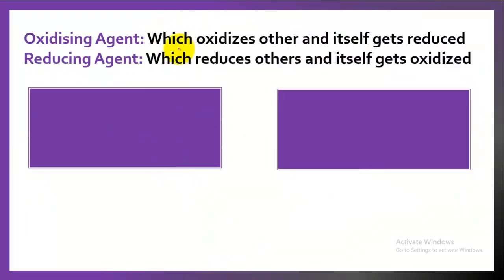So oxidizing agent is the one which oxidizes other and itself gets reduced, and reducing agent is the one which reduces other and itself gets oxidized. So as we saw, let's take another example again. So if we have Na plus Cl2, we form NaCl, and this we have already discussed.